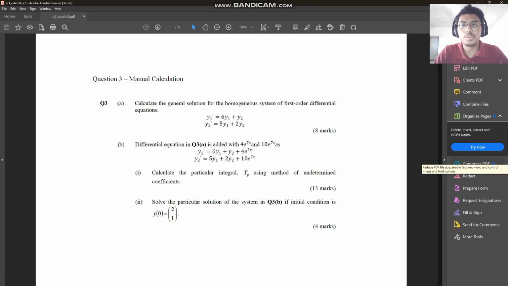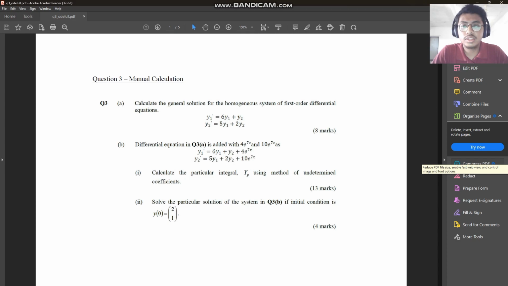For this group 10 demonstration, we will demonstrate question 3. Question 3a: we need to calculate the general solution for the homogeneous system of first order differential equations, where the given equations are y1 prime equals 6y1 plus y2, and y2 prime equals 5y1 plus 2y2.